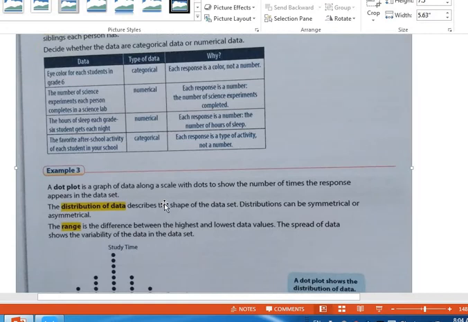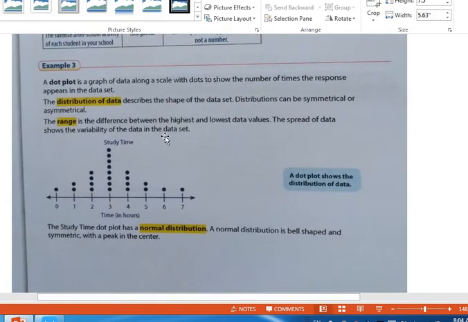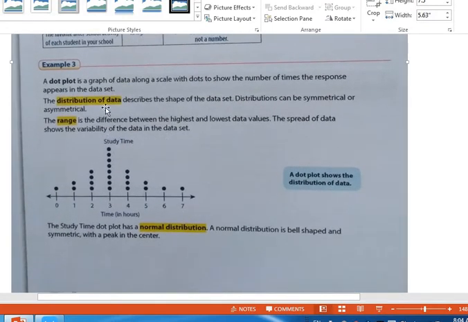After this we have example 3, a dot plot. Focus with me, my dear students. A dot plot is a graph of data along a scale, with dots to show the number of times the response appears in the data set. A distribution of data describes the shape of the data. Distributions can be symmetrical or asymmetrical.